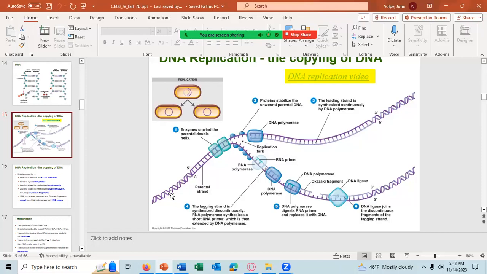Now, the lagging strand is running in the wrong orientation. And so when the DNA polymerase binds to this strand, it cannot move this way because that's not the right way. It has to move this way. And so what it does is it makes the DNA in small batches called Okazaki fragments, after the doctor who discovered this.